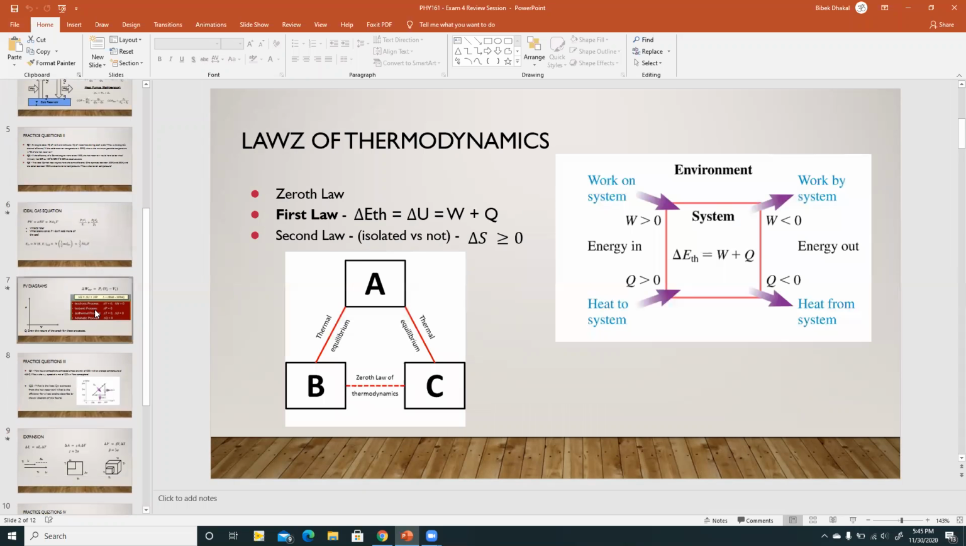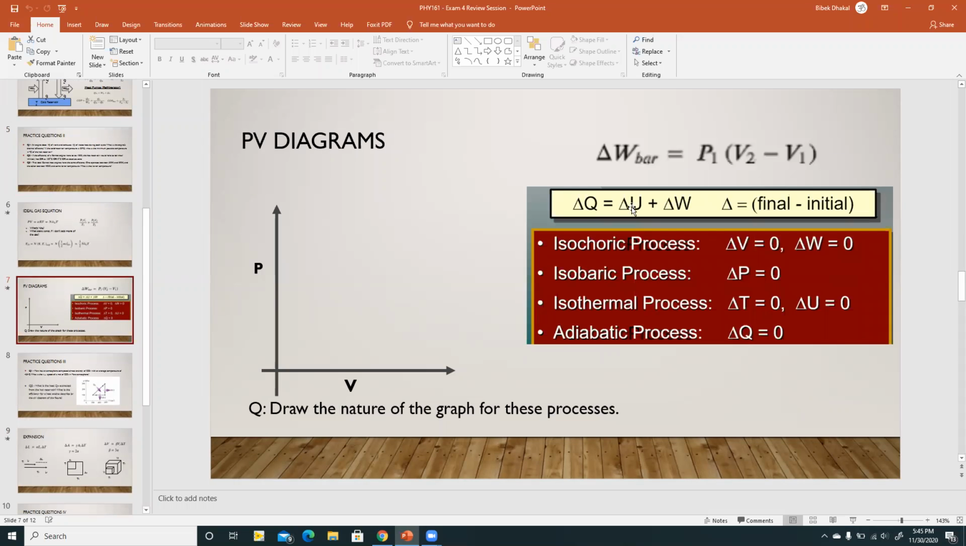You don't need to remember this one. But what I want you to remember is the formula for the work done. Work done is the pressure times the change in volume. That is the work done, so you need to remember that.